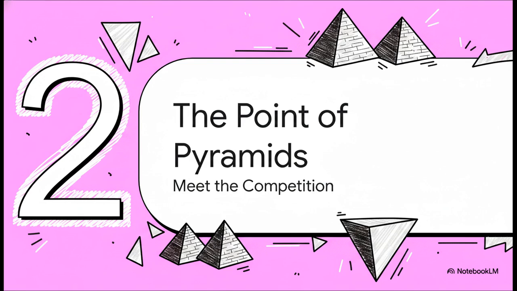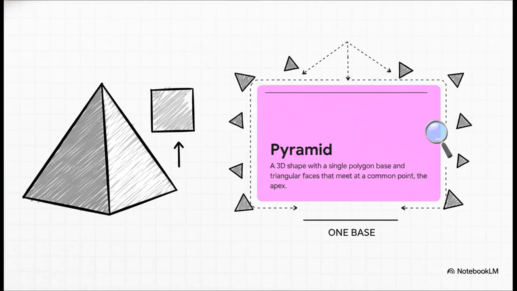Okay, so Team Prism has made a pretty solid case, but now it's time to meet the competition. A shape that, you could say, is all about getting to the point. Let's talk about pyramids. And right off the bat, we see the single biggest difference. A pyramid only has one base. A prism has two. A pyramid has one. From that single base, all the other faces shoot upwards as triangles, and they all meet at one single point at the very top. We call that point the apex.